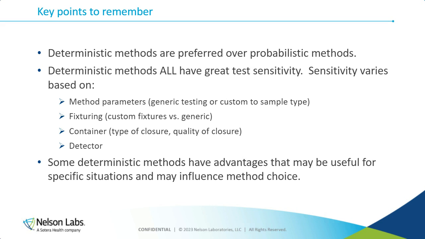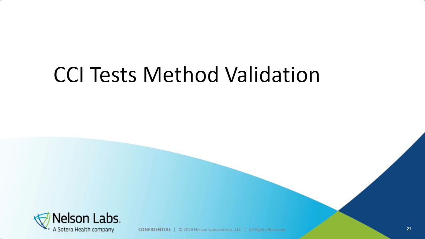And then lastly is the detector. I can get a much more sensitive or less sensitive detector depending on the particular machine I have, and obviously that's going to affect sensitivity. And then just the final note that some deterministic methods may have advantages that may be useful for certain circumstances, and that may influence your choice as to which method might be best for you.